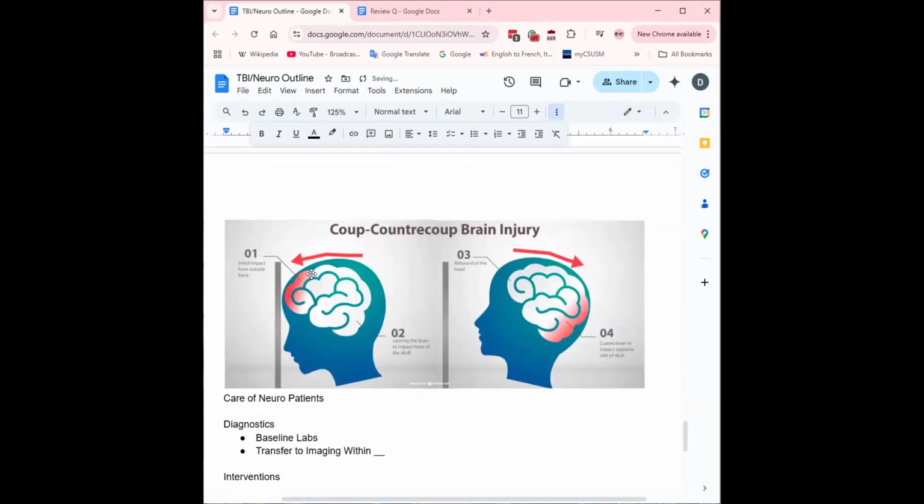It's the coup-contrecoup brain injury. So essentially, you have that impact. It does the initial hit here and then, every action has an equal and opposite reaction, so it goes back and then it hits from the back. Yeah, the car accidents.